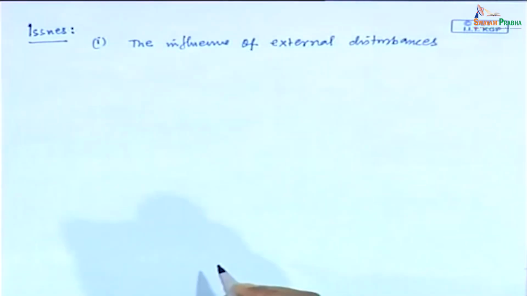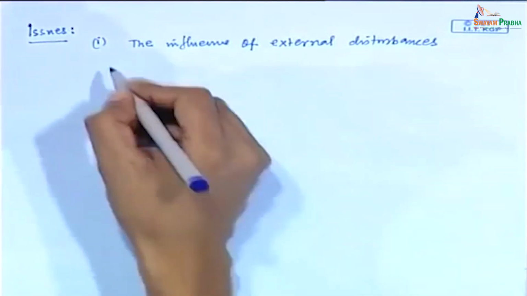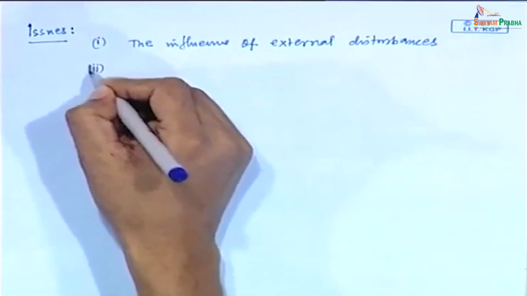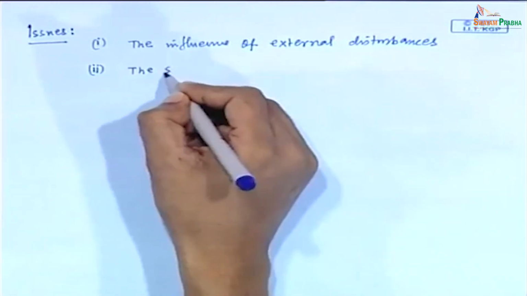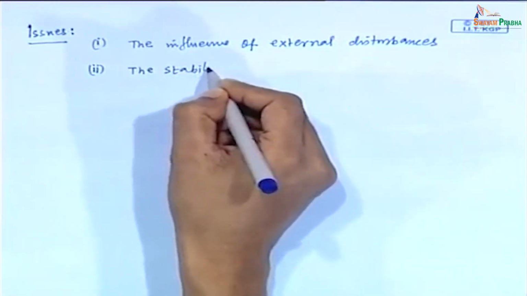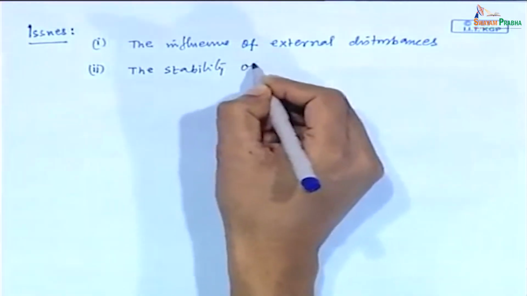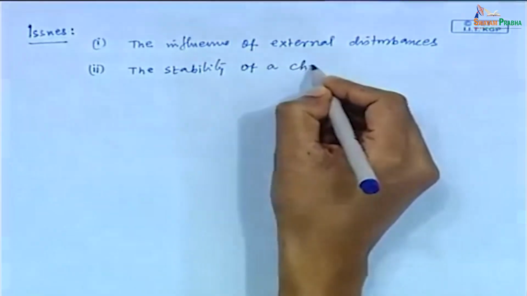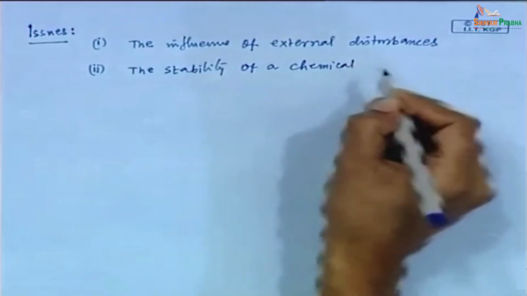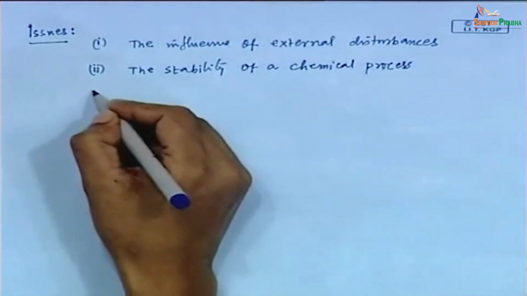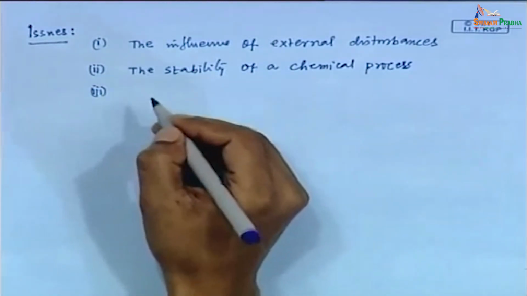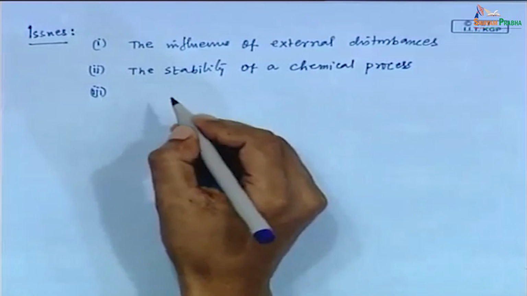This is the first issue, the influence of external disturbances. Second one is the stability of a chemical process. This is the second issue. And third one is the performance of a chemical process.